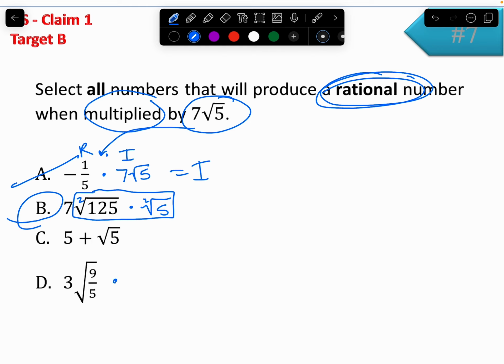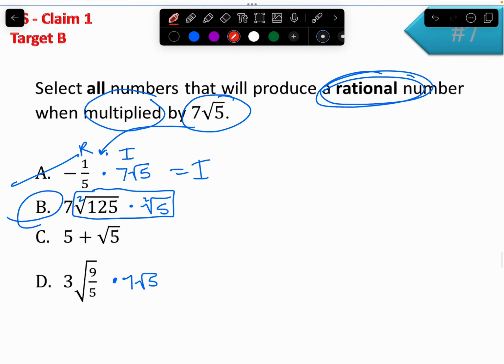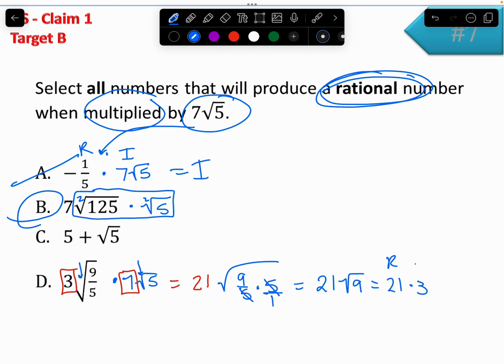So now we're going to multiply it to here, times 7 square root of 5. We're going to multiply the numbers first. 7 times 3, which is 21. They have the same index, so I'm going to multiply them on their same radical. Oopsies. 9 over 5 times 5. Remember, it's over 1. These two cancel out. Now I'm left with square root of 9, which is 3. 21 times 3. Rational times rational is rational. Okay, that's it.